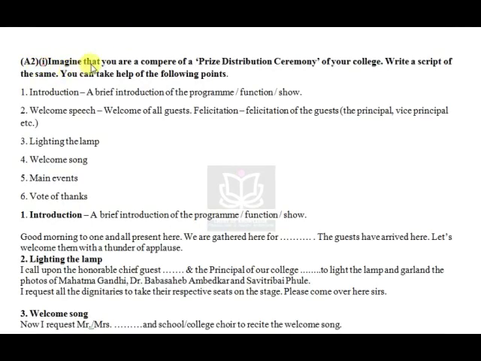The A2 activity: imagine that you are a compere of a prize distribution ceremony of your college. Write a script of the same. You can take help of the following points. These are the various points on the basis of which you have to write a speech or compere. First is the introduction, a brief introduction of the program, function or the show. Next is the welcome speech, lighting the lamp, welcome song, main events and vote of thanks.